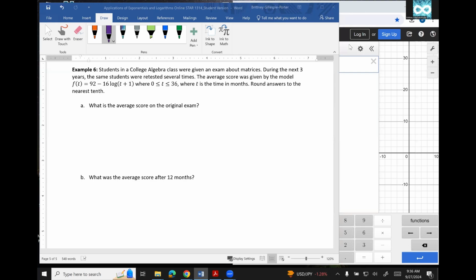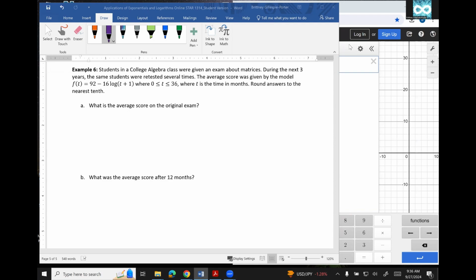Students in a college algebra class were given an exam about matrices. Sound familiar? During the next 3 years, the same students were retested several times. Think about that for a second. Do you want me to come back and test you over matrices over the next 3 years?